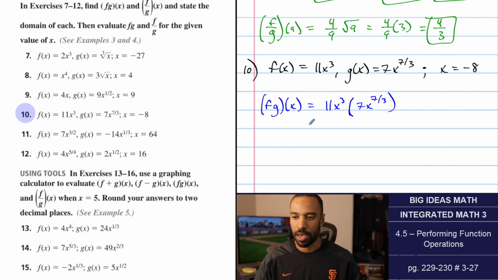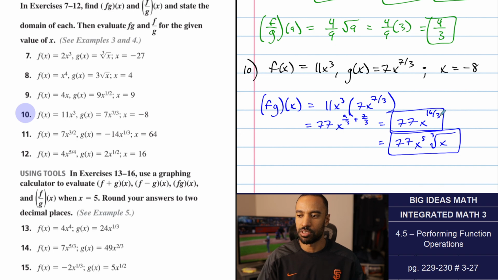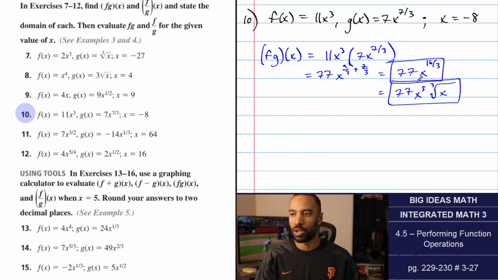11 does get to multiply with 7. You get 77. Now, x to the 3 plus 7/3. That would be 9/3 plus 7/3. Let's start with the rational exponent version. That's x to the 16/3. So there's one version. I'll box that. If you'd like the alternative with radicals, 3 goes into 16 5 times, so we'll have x to the 5th there. And there's still a cube root, with a 1 remaining inside the cube root. So here's another version: 77x to the 5th times the cube root of x.